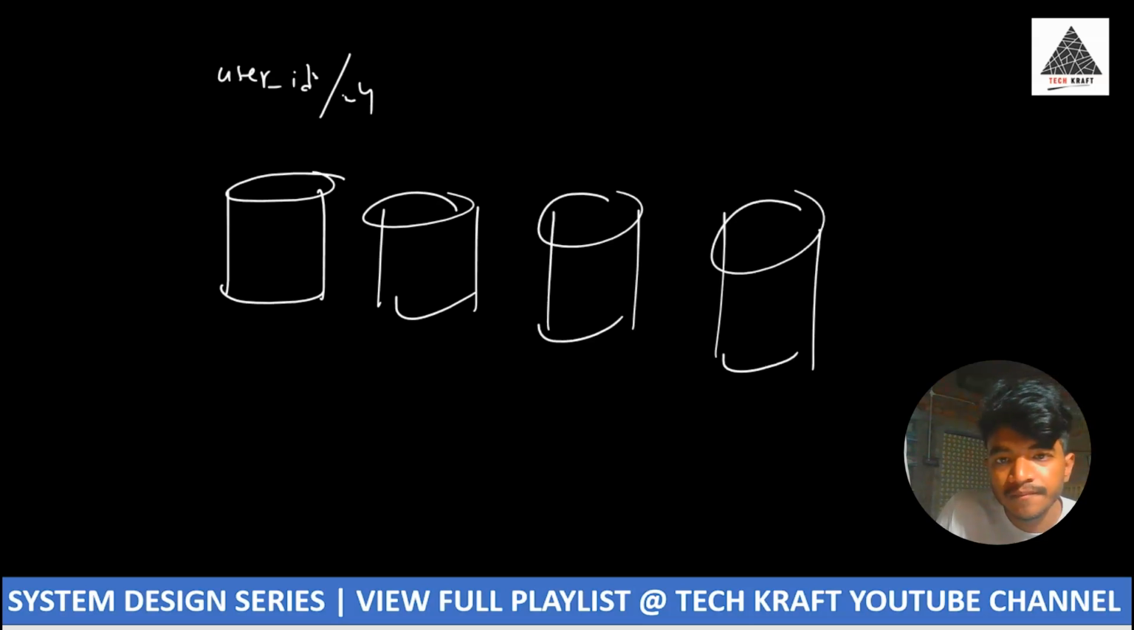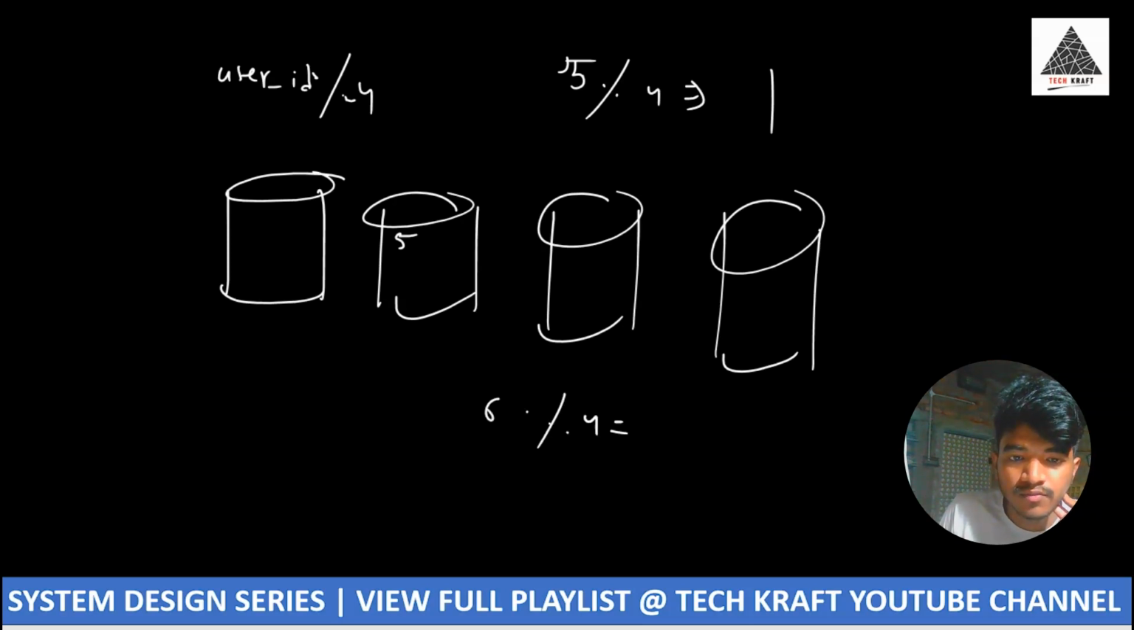Let's say the user ID is 5. So 5 modulo 4 is equal to 1, so it goes to shard 1. Now the user ID is 6. The numerator is the user ID, and 4 is the denominator. So 6 modulo 4 is 2. Think of this as shard 0. I number it shard 0 because we can get remainder 0 also, right? So shard 1, shard 2 and shard 3.